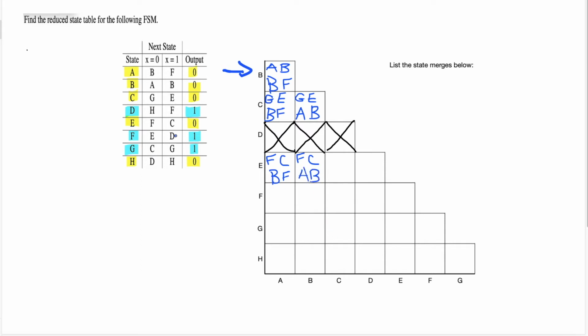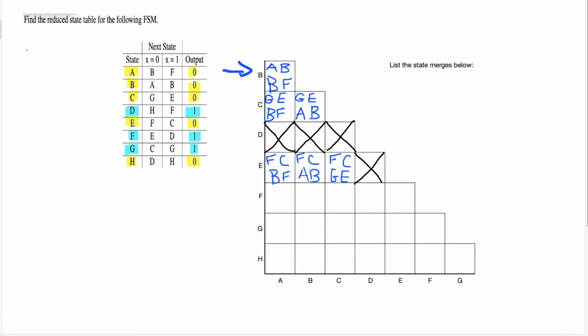We have EC. They're the same color once again. So we're going to write FC at the top, and for C, we're going to write GE at the bottom. And then E and D are not the same color. Because they are different highlighted colors, we're going to write a big X throughout this square. Right? So moving forward, let's see what else we have now.